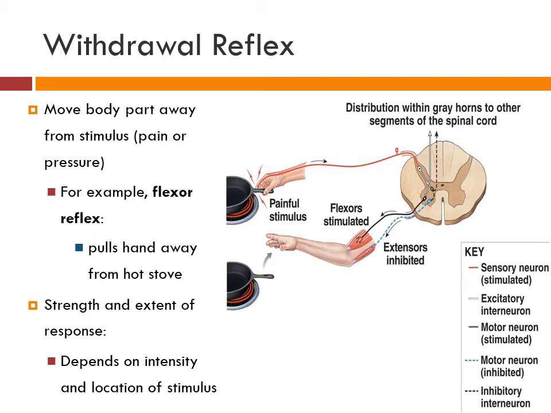The withdrawal reflex is where you are moving a part of the body away from a painful stimulus. So this is what we looked at earlier with putting your hand on a tack. So this is called the flexor reflex, where you're pulling your hand away from a hot stove. This is also the same if you're pulling your hand off of a tack, if you were to lean on a tack. So the strength and extent of the response is going to vary depending on the intensity and the location of the stimulus.